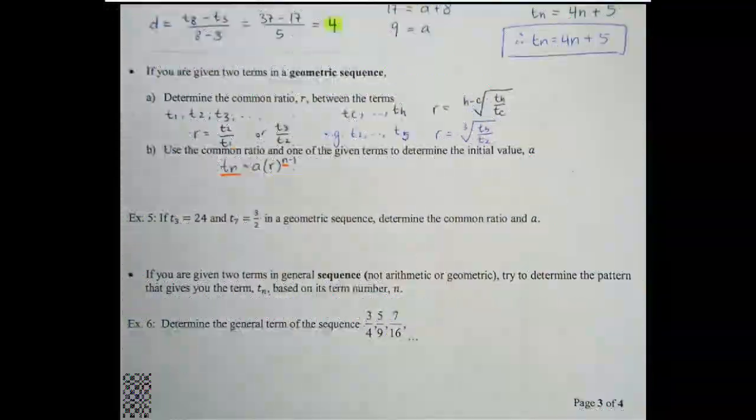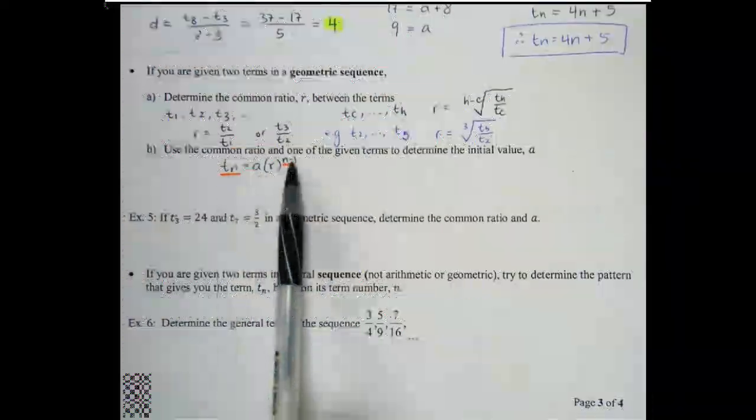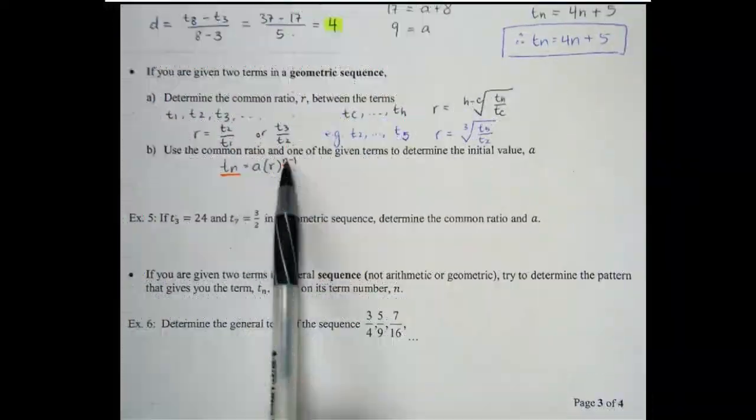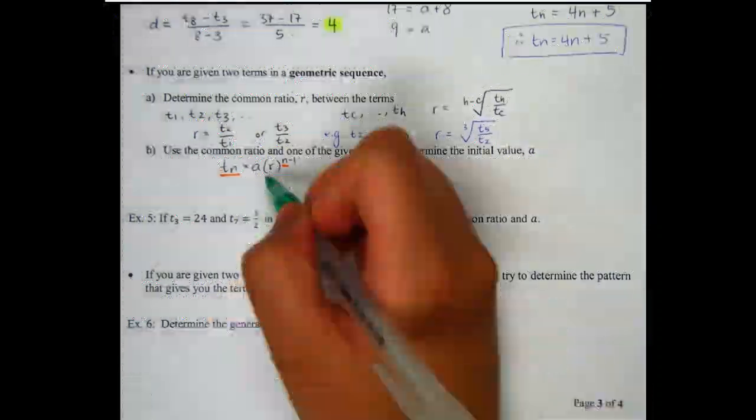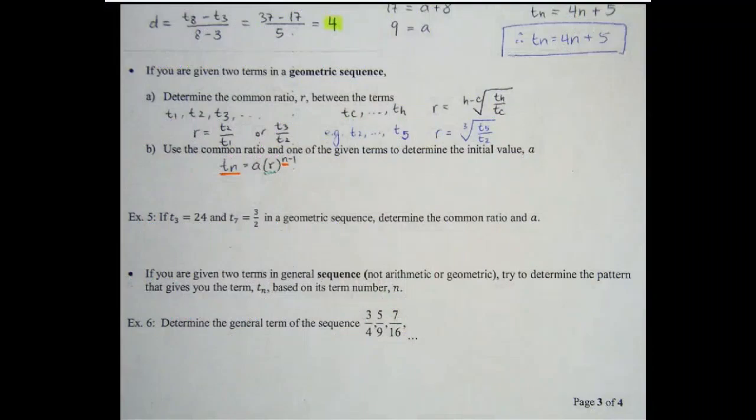So when you use the general formula, Tn equals A R to the power of n minus 1, you would have been given Tn and n, and you would have just found your value of R. So you can just rearrange the equation to get A. And that equation is A equals Tn over R to the power of n minus 1.